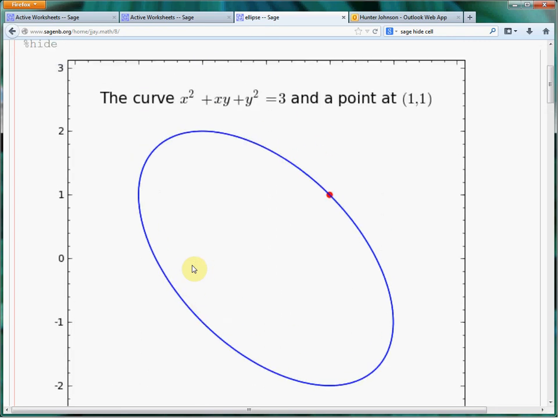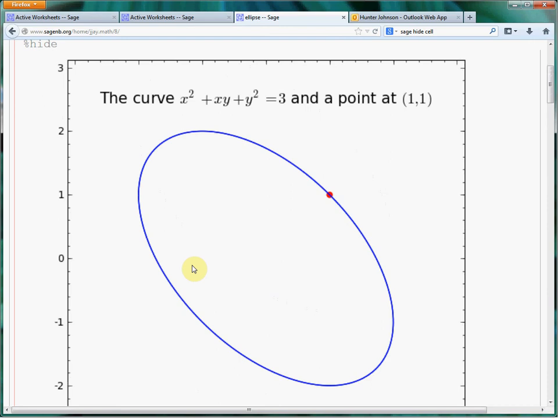Okay, so I want to make a short video about implicit differentiation, and to make it a little bit more interesting, let's do something geometric. So I have an ellipse here, and the blue ellipse is described by that equation, x squared plus x times y plus y squared equals 3. And the red point that you can hopefully see is the point (1, 1).